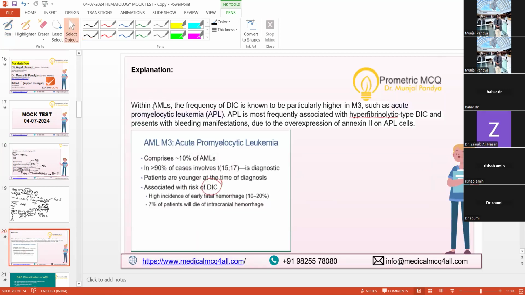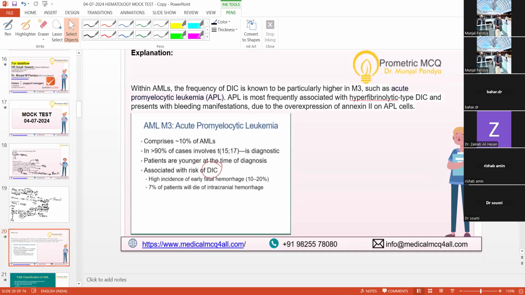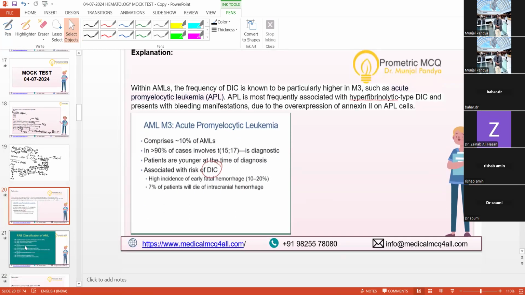So now this is the literature. Which AML has a higher frequency of DIC? It is particularly higher in M3, such as acute promyelocytic leukemia. APL is most frequently associated with a hyperfibrinolytic type DIC and presents with bleeding manifestation, or DIC basically. So APML M3, what's the percentage among M0 to M7? It's 10%. In more than 90%, you can see translocation 15;17, I told you, right, is a diagnostic point, and they present with DIC in almost 20% of the patients, or hemorrhage. So this is what the literature is.